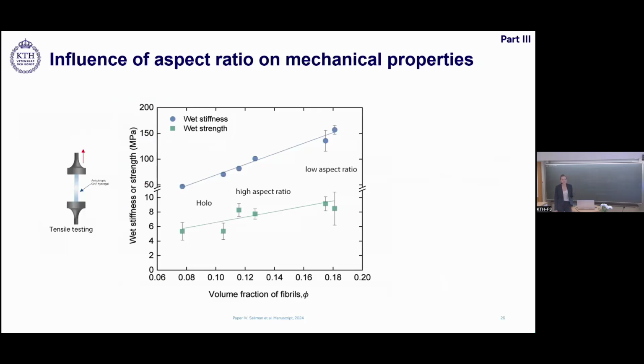So then we also wanted to understand how the mechanical properties of our anisotropic hydrogels are influenced by the aspect ratio. And to test this, we prepared anisotropic hydrogels with different aspect ratios, and then we did tensile testing. And what we could see here is that if we decrease the aspect ratio, we increase both the wet stiffness and strength of our network structure. And this is most likely a result of how the fibrils can pack in the network structure, because lower aspect ratio fibrils can pack more densely, which will give a stronger hydrogel network structure.